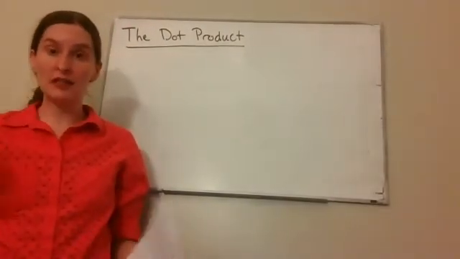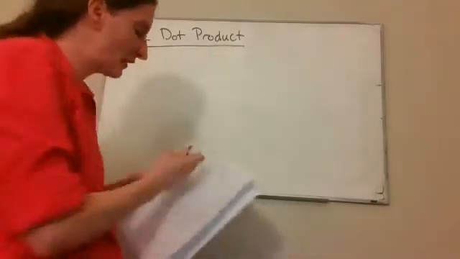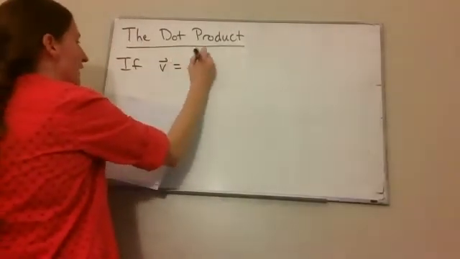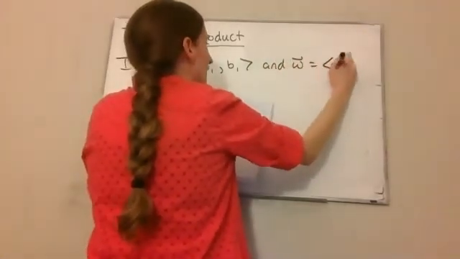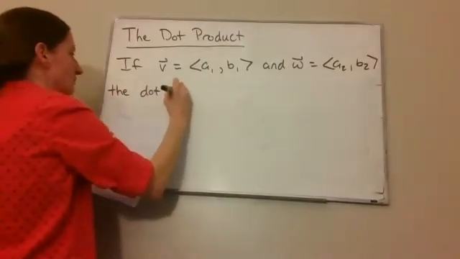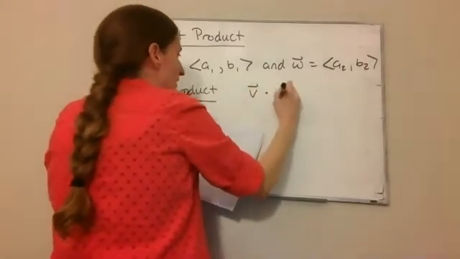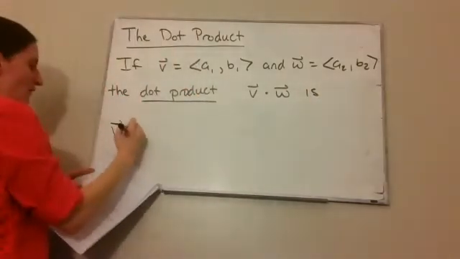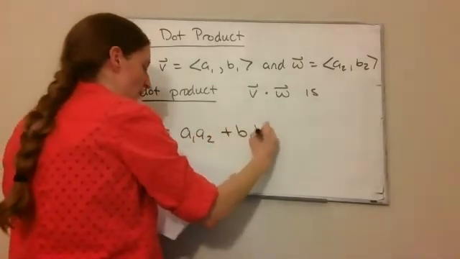In this video, we're going to continue talking about vectors and learn a way to multiply our vectors called the dot product. So let's get our definition of this dot product. If vector v equals ⟨a1, b1⟩ and vector w equals ⟨a2, b2⟩, the dot product v dot w is defined as v dot w equals a1 a2 plus b1 b2.